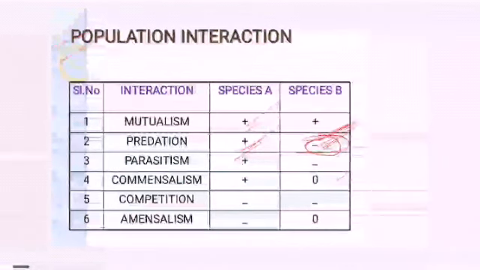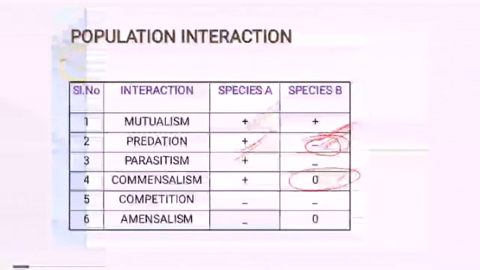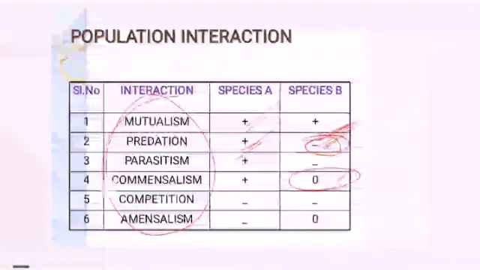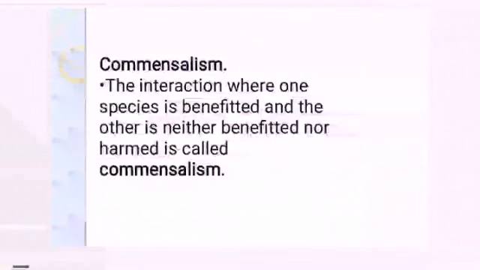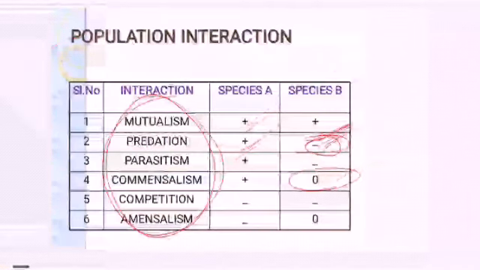And what is 0 now? 0 refers to a null effect. Null effect means neutral or no effect, meaning they are neither benefited nor harmed. They are not having any benefit and they are not having any harm. So there are 6 interaction types we are going to discuss. For today's class, we are just going to discuss 2. The first one we are going to discuss is commensalism. Just remember this table, you have to go through it.